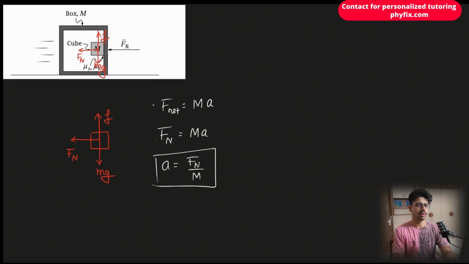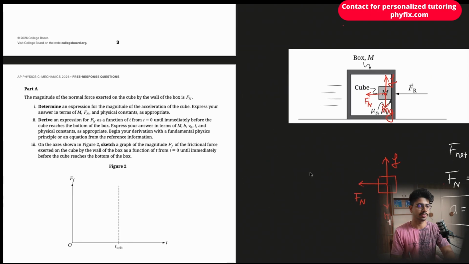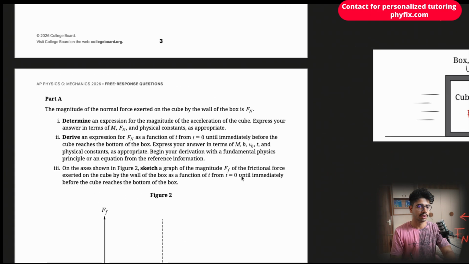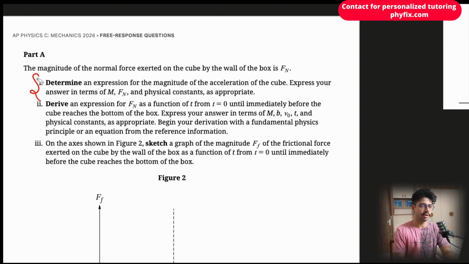So this is the normal force. The acceleration is Fn divided by m. So this is the acceleration expression that comes out. So that is the first part of that. Then we have the second part.